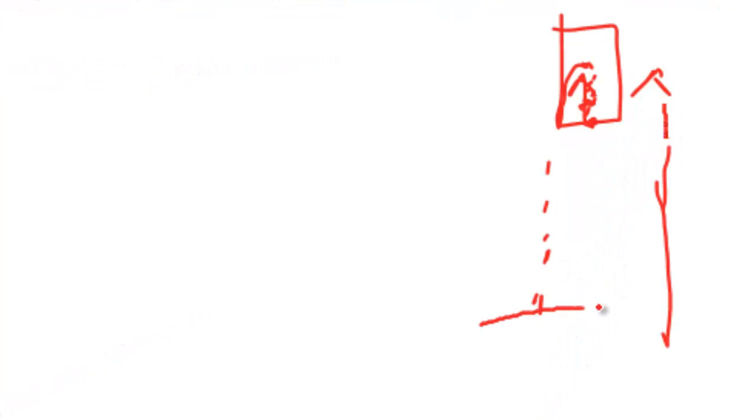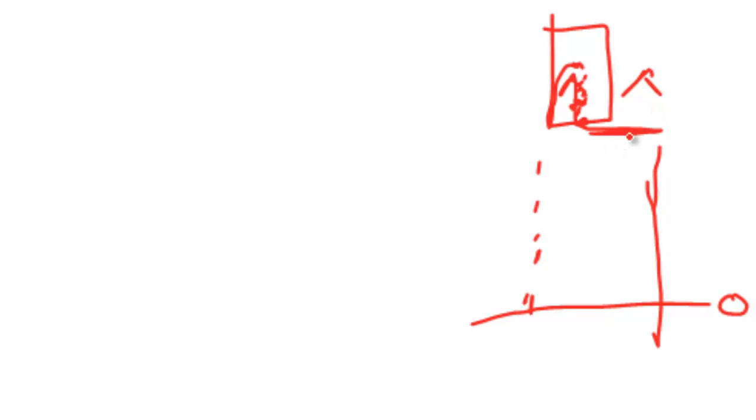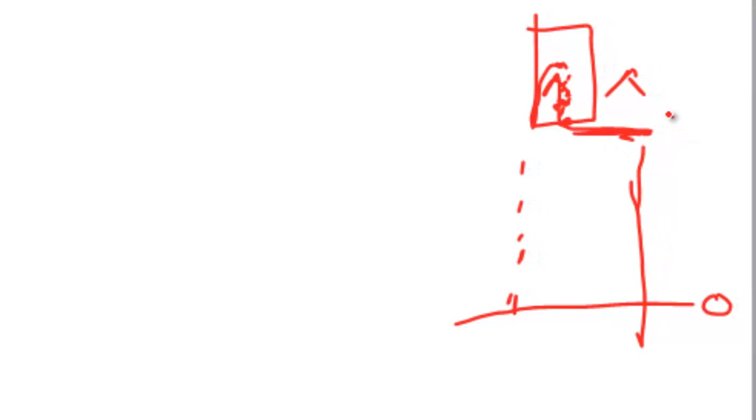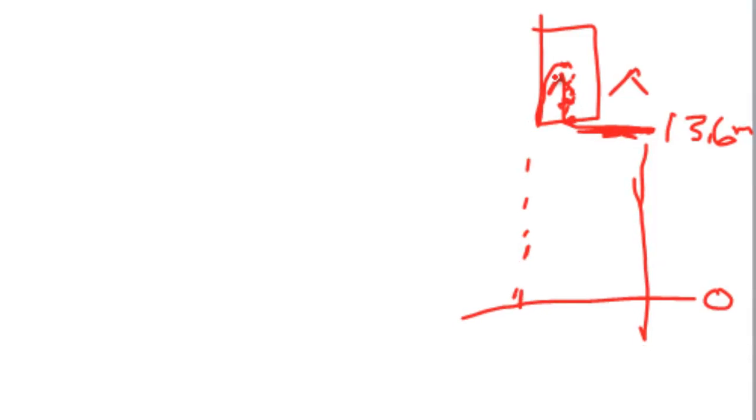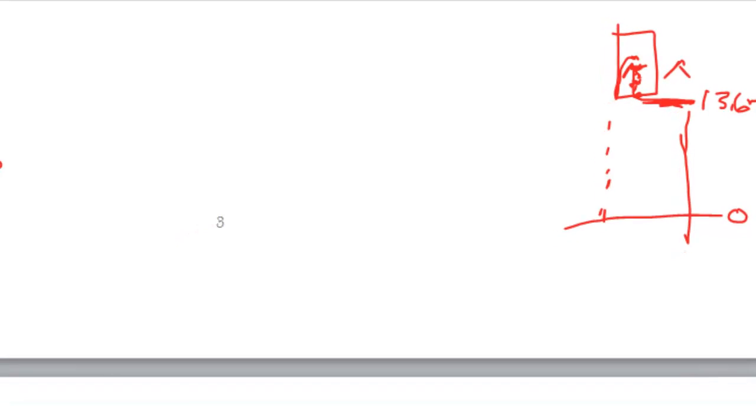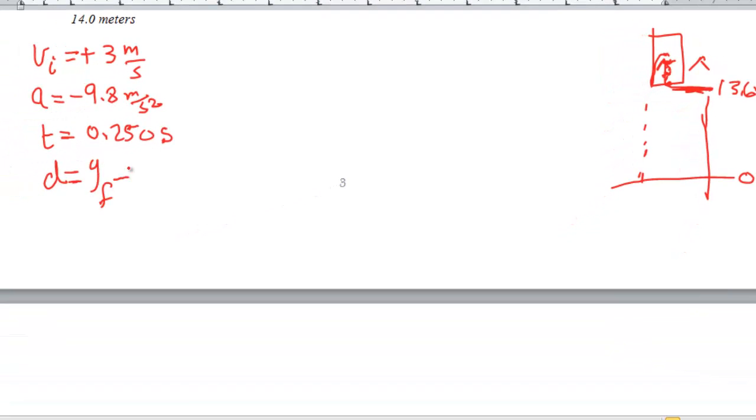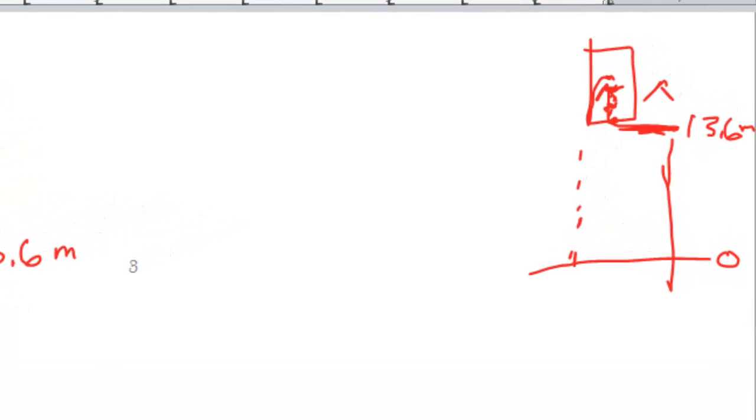If we take the bottom of the shaft to be 0, we know that the bolt at the moment it is released, at the moment it leaves the elevator, will be at 13.6 meter height. Okay, so we know this is the initial position, 13.6 meter height. We don't know what is the final position. So with regard to the displacement, which is y final minus y initial, we don't know y final. Y final is unknown, but we know that the initial position is 13.6 meter.